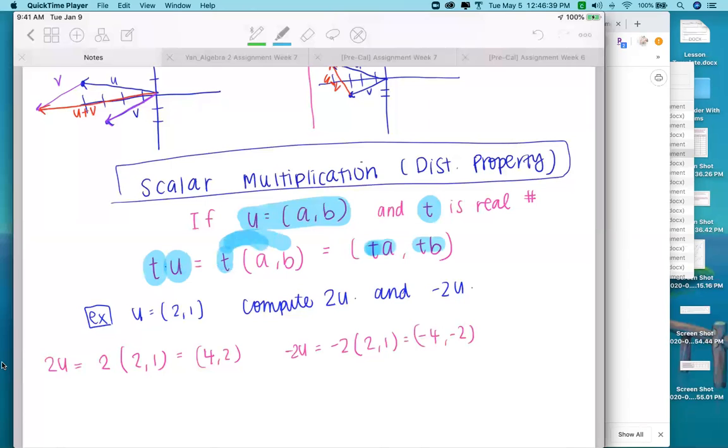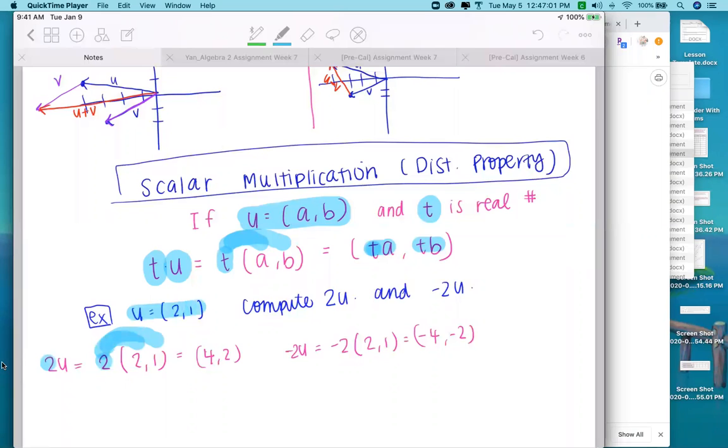Okay, so I show an example down here. If we have a vector 2, comma 1, and we want to multiply a 2 into the vector, you literally just do 2 times 2 and 2 times 1. So we get 4, comma 2. Okay?